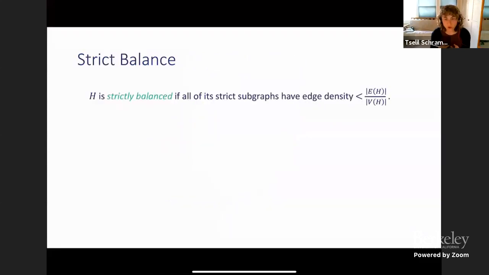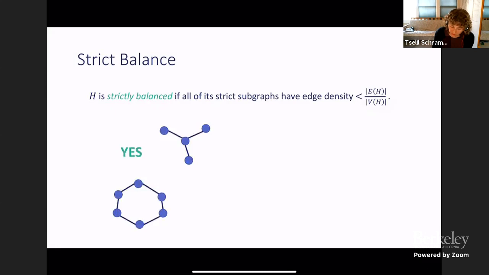All right, so the property that we're going to want our subgraphs to have is called strict balance. This is a property that was already identified by Erdős and Rényi in their early studies of subgraph counts. We say that a graph is strictly balanced if all of its strict subgraphs have smaller edge density. Subgraphs that are strictly balanced include cycles, trees.